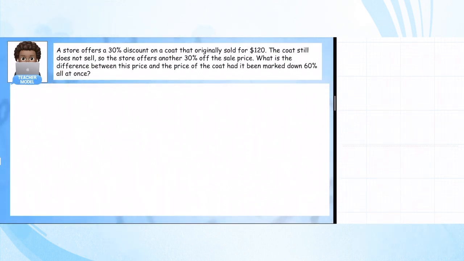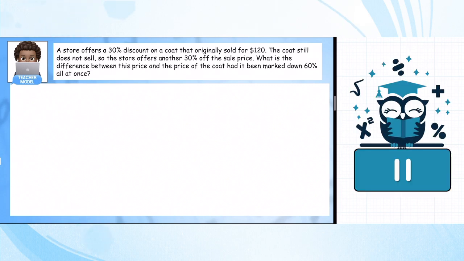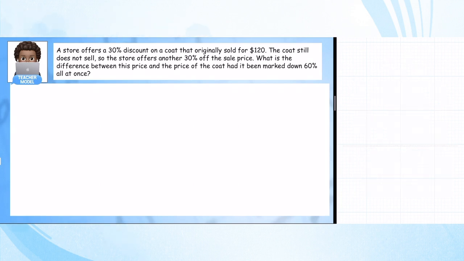Math Marvels, take 30 seconds to just hit pause and read this problem to yourself. And I have my calculator here on the side. Okay, so let's look at the key takeaways. I'm going to break down this problem. So we have a store and they have 30% off of a coat that was $120. So they took 30% off. The coat didn't sell, so then they took another 30% off the price of the coat. So whatever that price was, they went again and did another 30% off. So what is the difference between this versus if they had just taken 60% off all at once?